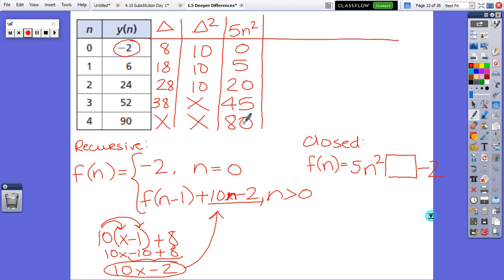Okay? So the next thing we want to do is we want to subtract this column and this column. So we want to do the y of n minus the 5n squared. Okay, remember this is going to be empty. Oh no, it's not. I'm thinking of difference. Don't listen to me. It's been a long day. Okay, so 90 minus 80 is 10. 52 minus 45 is 7. 24 minus 20 is 4. 6 minus 5 is 1, and negative 2 minus 0 is negative 2. Can you guys hear that cheering?